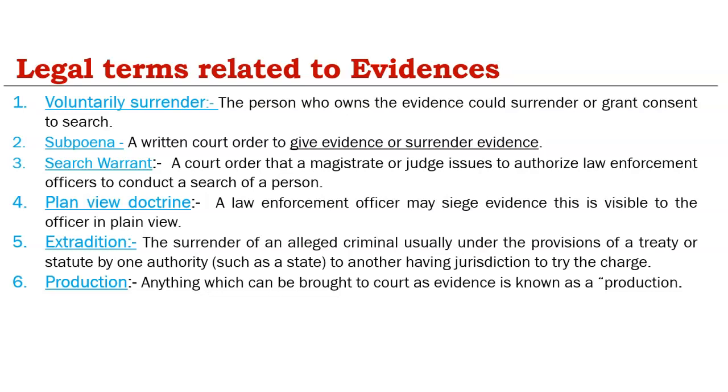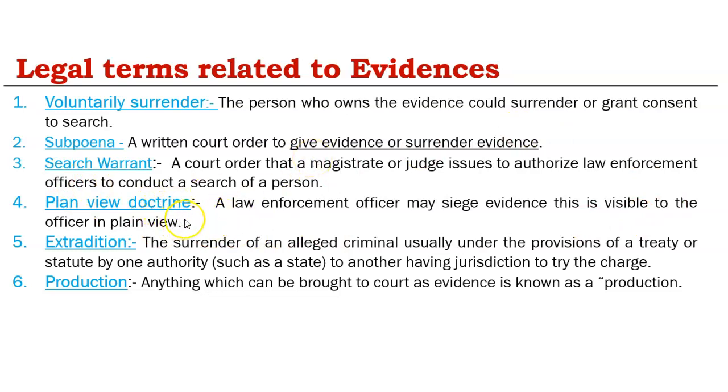The first one is voluntary surrender. When there is evidence and the person who owns the evidence surrenders it himself or provides a grant or consent to search, then it is a voluntary surrender. I have evidence, I am ready to surrender my evidence. Then subpoena, that is a written court order to surrender evidence. When there is no voluntary surrender, the court may give a written order to submit those evidences. Then search warrant: in case you don't submit those evidences, the court may issue a search warrant that will authorize the law enforcement agencies or officers to conduct a search of a person.